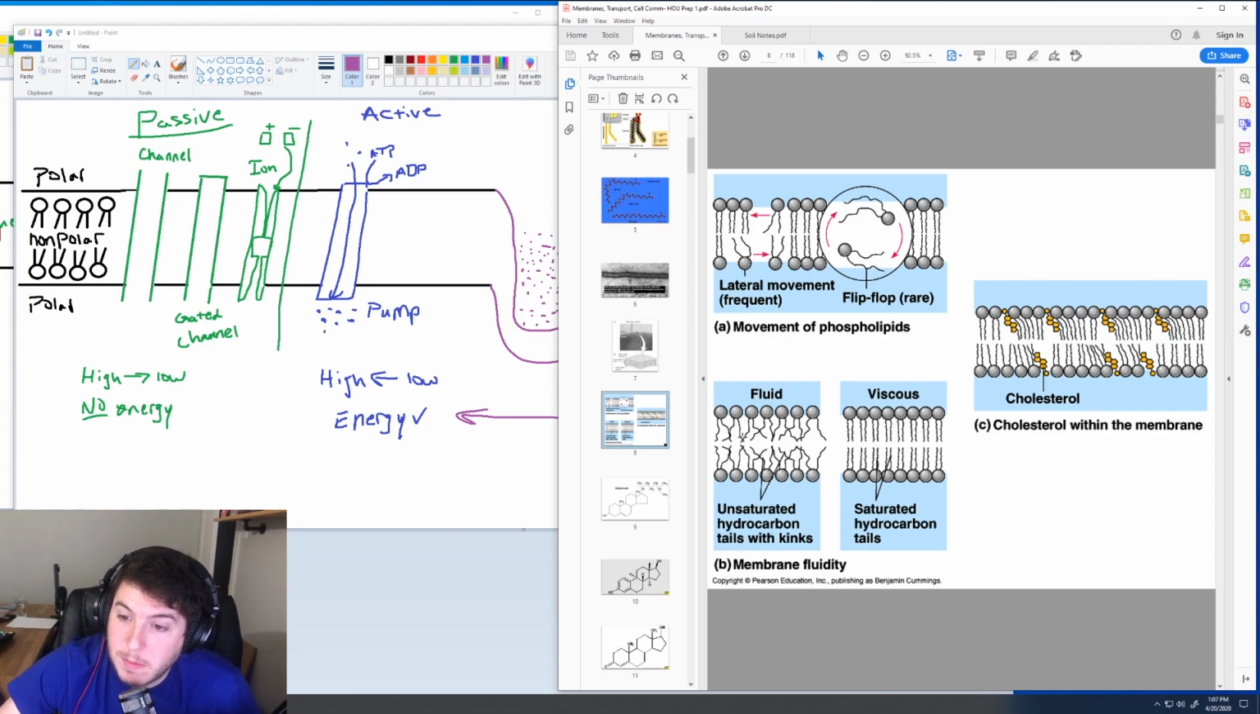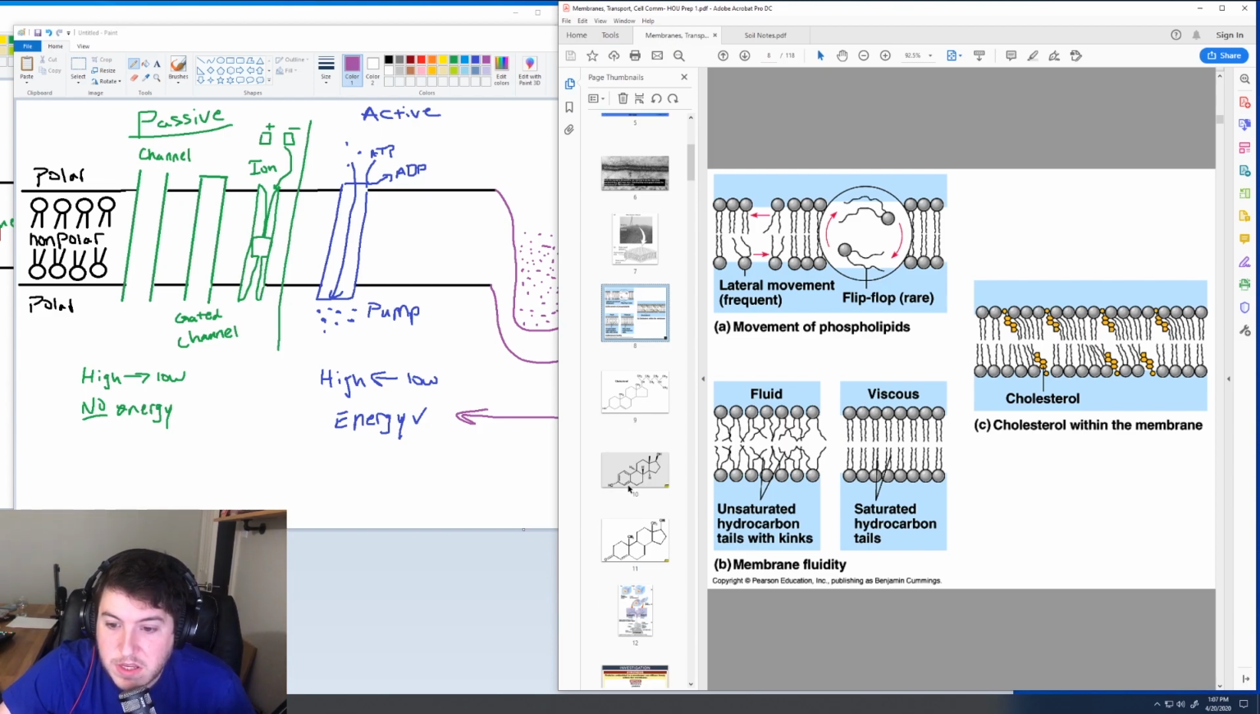We don't want our membrane to be too fluid, because then it's too pervious. It's too easily penetrable. But we also don't want it too viscous, because then nothing can pass through. So both of those are bad. So in order to satisfy both of those things, we have a pretty fluid membrane with a lot of unsaturated fats, but we have cholesterol in there to stiffen it up, to make it a little bit more rigid.